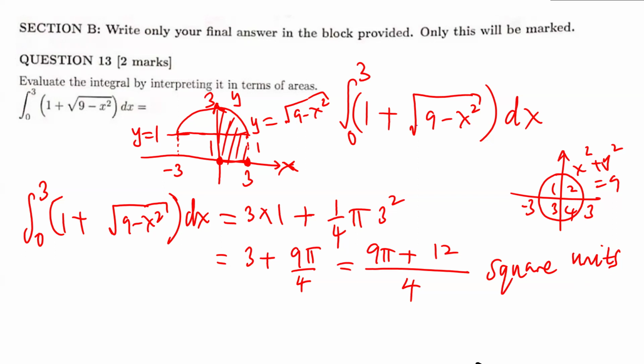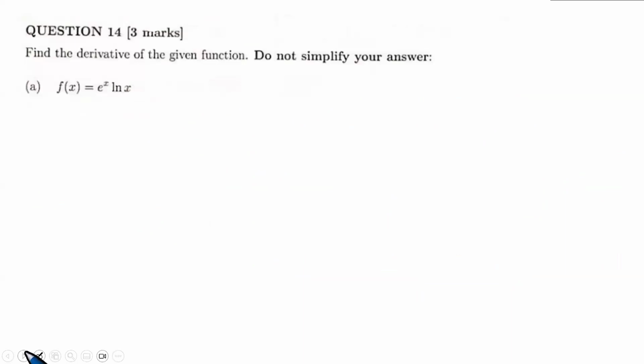Right, so in the next case, we analyze the next question. What is the next question? Let's check. Find the derivative of the given function. Do not simplify your answer. Okay, obviously this might be looking small to you, but f of x is equal to e to the power x ln x. So f of x is e to the power x ln x. Please do this one quickly. I know it's easy.